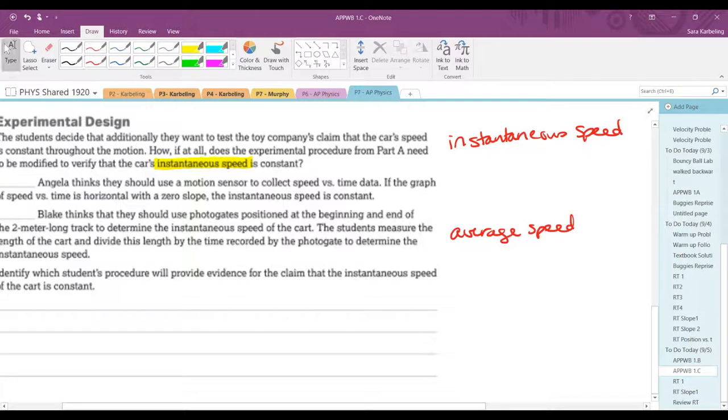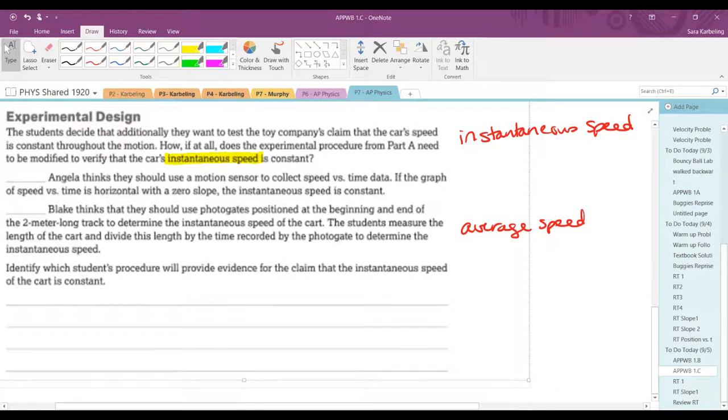The opposite or the other of instantaneous speed is average speed. So average speed is what they were looking at before. Instantaneous speed is what they're looking at in this part. What's the difference? Average is the average of all these different speeds, and instantaneous is the speed at a specific time. Okay. So instantaneous, you said, is the speed at a specific time.